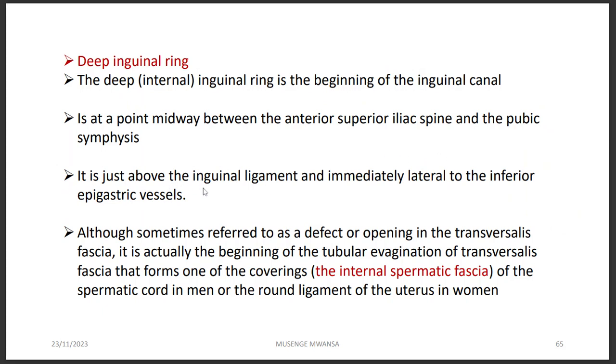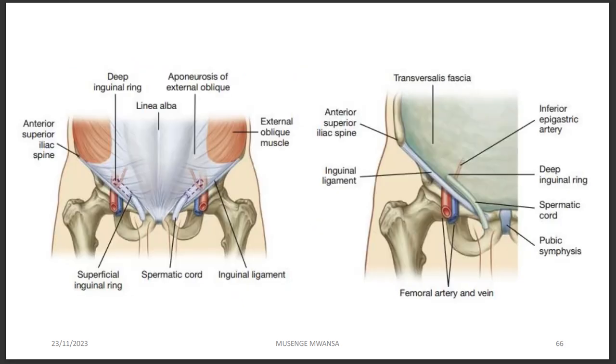It is just above the inguinal ligament also, and immediately lateral to the inferior epigastric vessels. And when it comes to anatomy, they really love relations of structures. Relations is very, very important. Look at this.